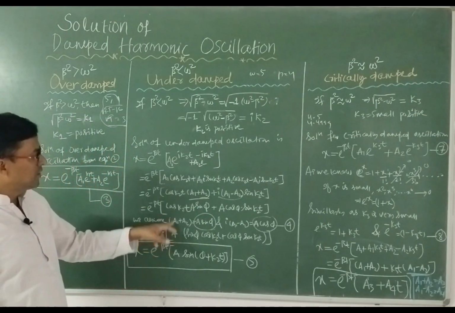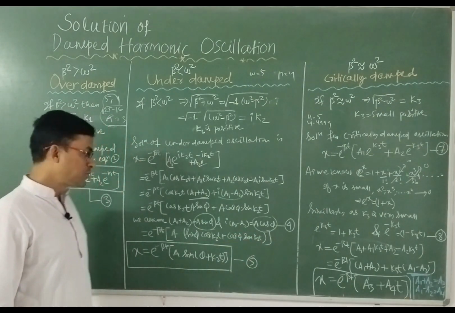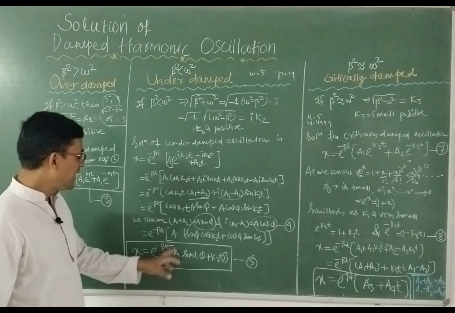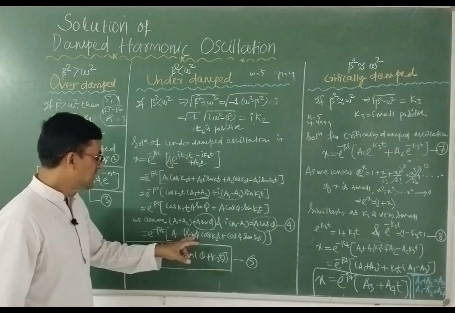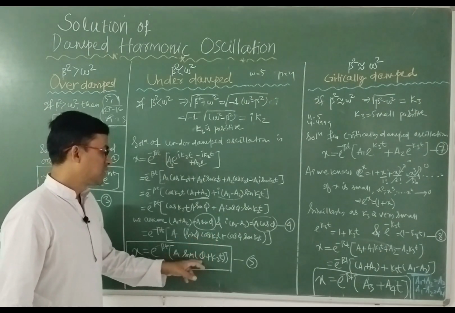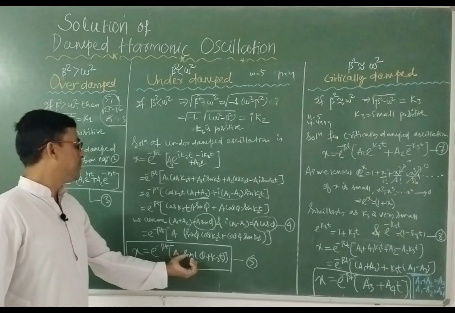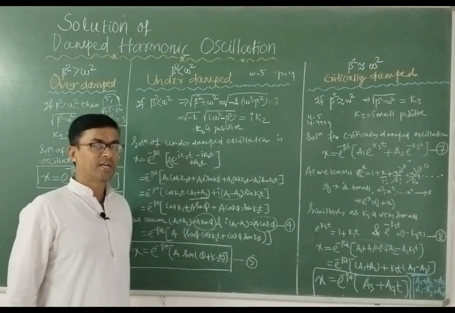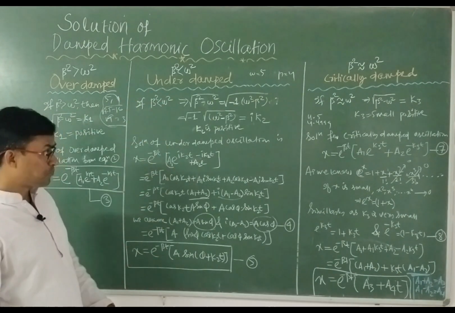If you take a common, you will find sin phi cos k2t plus cos phi sin k2t. This is nothing but the sin(a plus b) formula, as we know. So we can write e to the minus beta t inside bracket, a sin(a plus b), so sin(phi plus k2t). If you open this, then it will be sin phi cos k2t plus cos phi sin k2t. And this is the solution for underdamped oscillation.